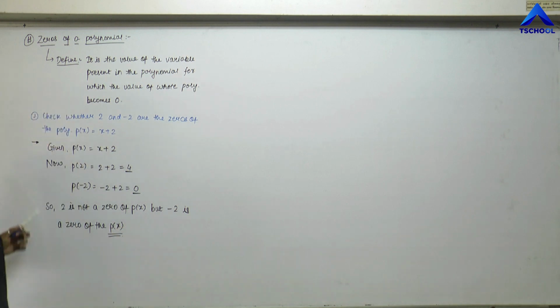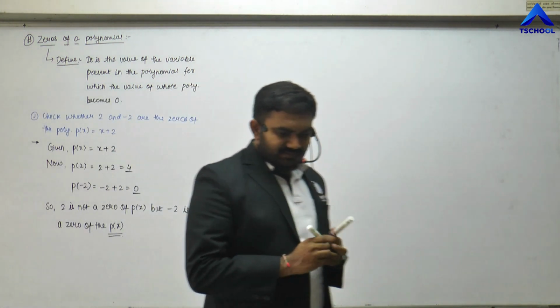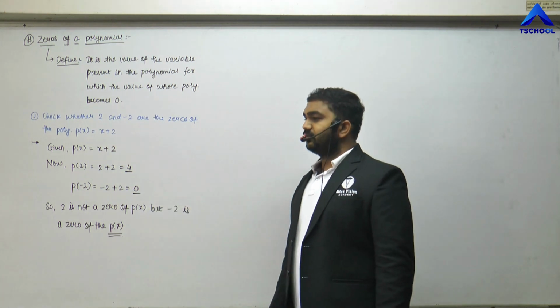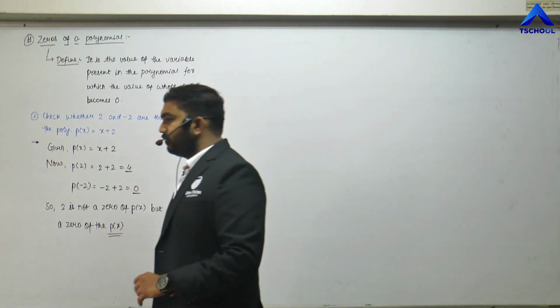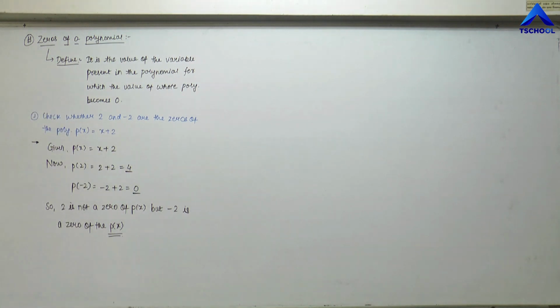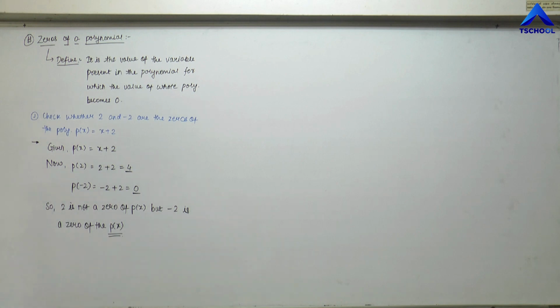Right? 2 is not the 0 because at 2, the value of the polynomial P of x is not a 0. In fact, it is 4. So that is not the 0 of the given polynomial, but minus 2 leads us to P of minus 2 equals 0, and hence that is the 0 of the given polynomial. Is it clear, friends? Similarly, we can also verify some more of the questions.